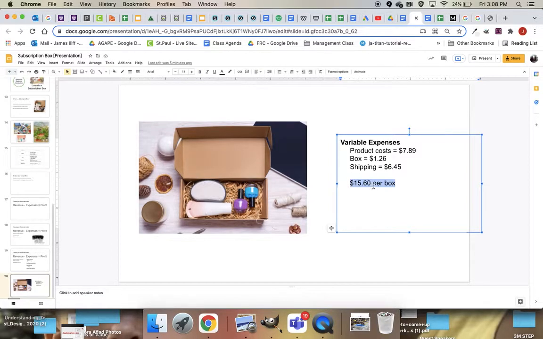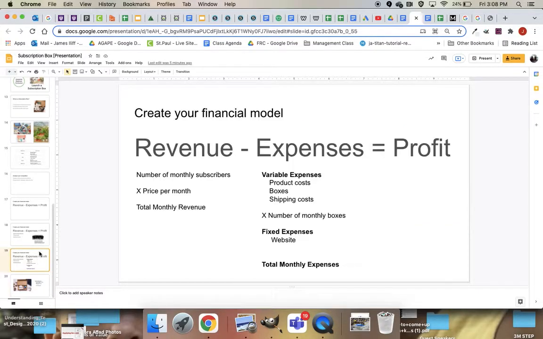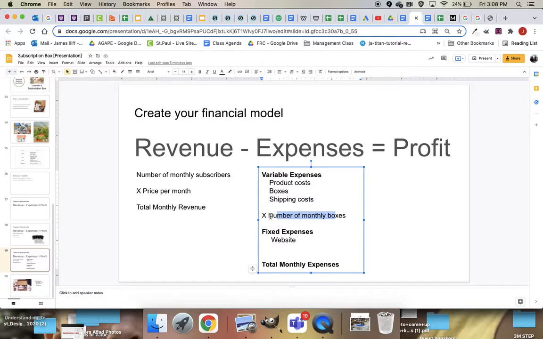So it adds up really quickly. That's variable expenses. So that is every time we ship a box, those are the expenses associated with that. Now to get the total variable expense, we're just going to take that number and times it by the number of boxes we're selling a month.